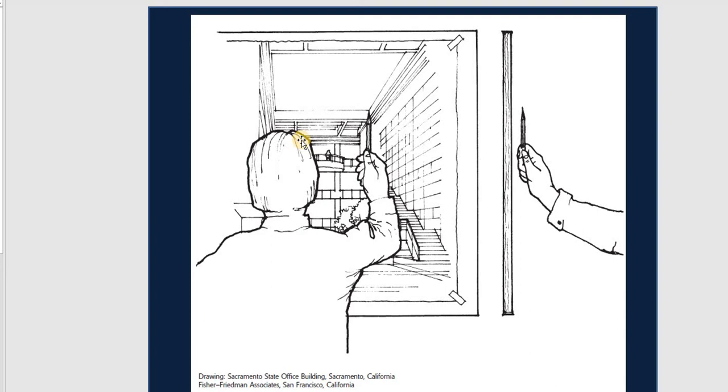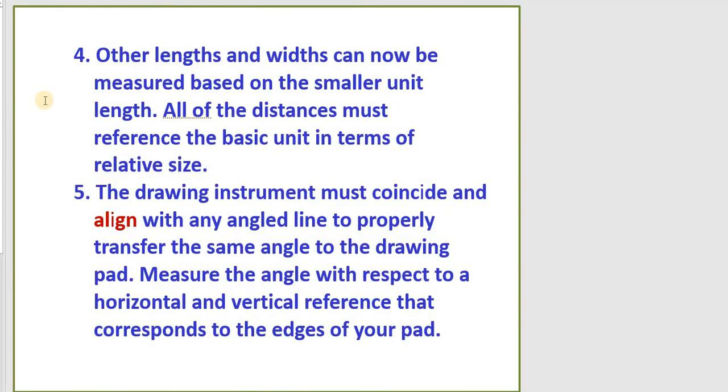So that's why you can use a smaller scale or a bigger scale, depending on how big your paper is, and you start to do that. The length and the width can now be measured based on the smaller unit length. One of the distances must be the reference for the basic unit in terms of relative size. Usually when you measure the distance for the first time, you can use some items as a reference for the relative size around that project. When you see that you have many parts, some of them relative size, you can remember that.